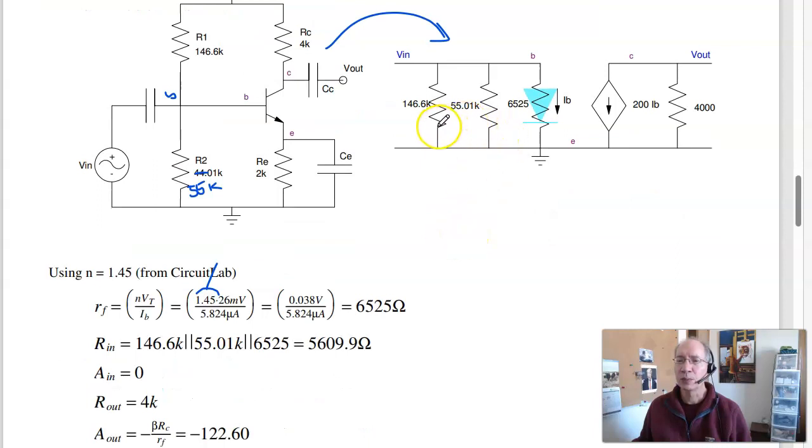Now, find the two-port model. Input, I see these three in parallel, 5609 ohms. The input voltage is 0. There's no power supplies on the left side. Output resistance is 4K. Short the input, measure the resistance, so this goes away. I just see 4K. And the output gain, you got to work for. So let's make this 1 volt. The current is 1/6525 times 200 times 4,000.